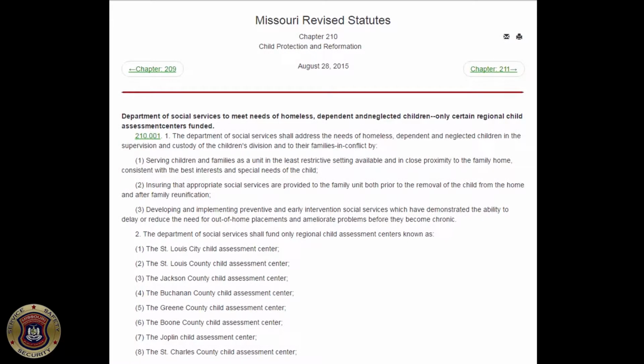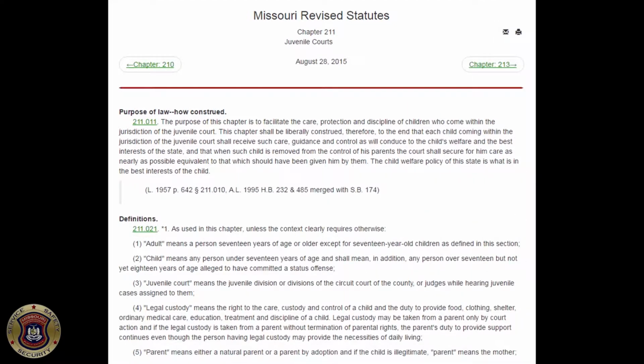As law enforcement officers, you operate under applicable law. Criminal charge codes are the same for juveniles as they are for adults. However, it's important to be familiar with the juvenile code for the state of Missouri. It can be found in chapters 210 and 211 of the revised Missouri statutes.